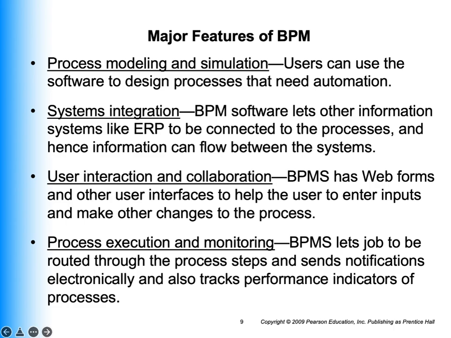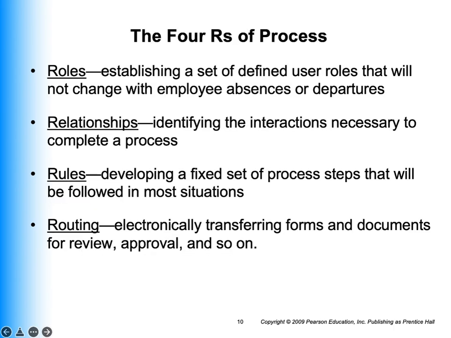The 4 R's, we have roles, relationship, rules, and routing, where different users have different roles. Relationship, interaction between the processes. Rules, basically steps to be followed. Routing is basically e-document. Right?